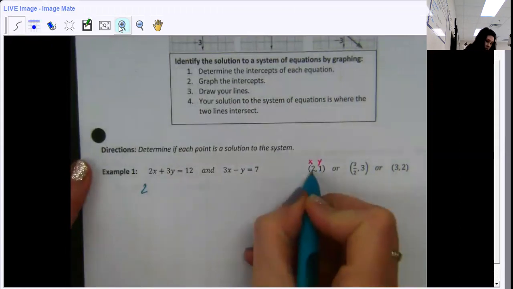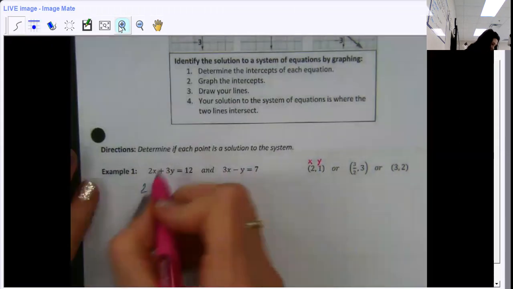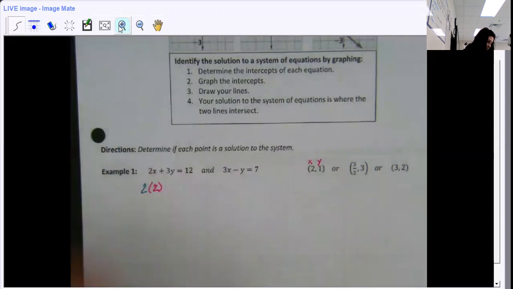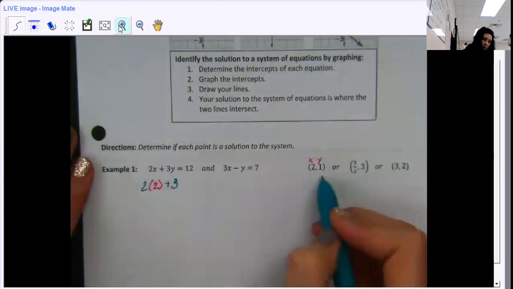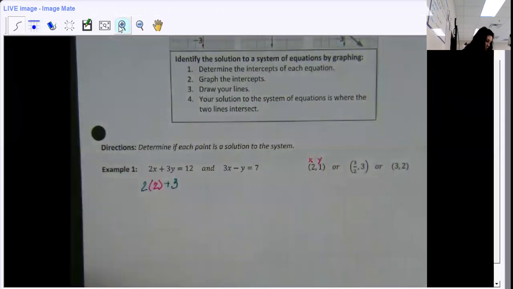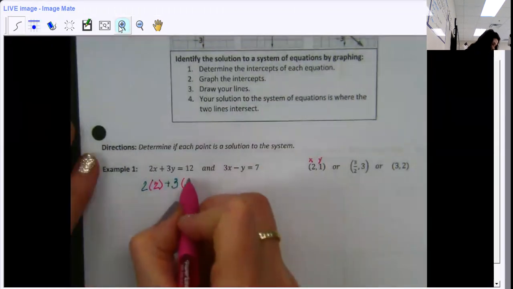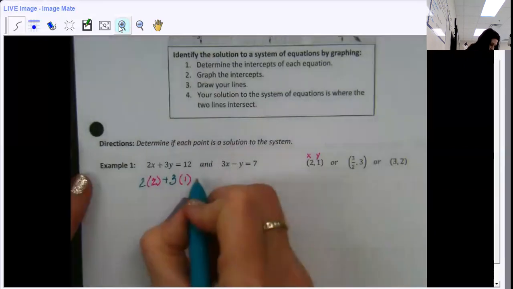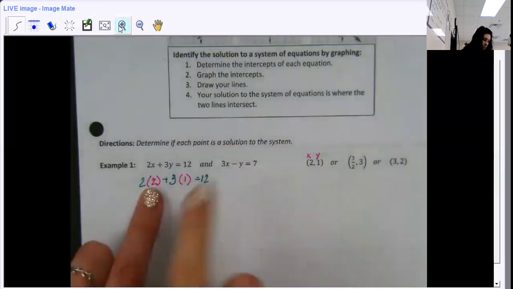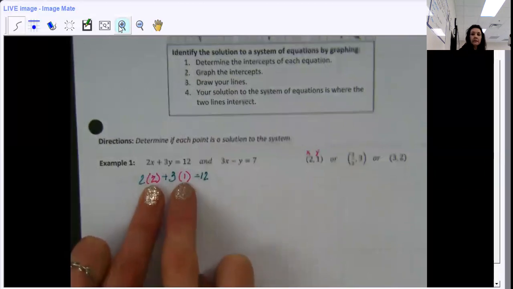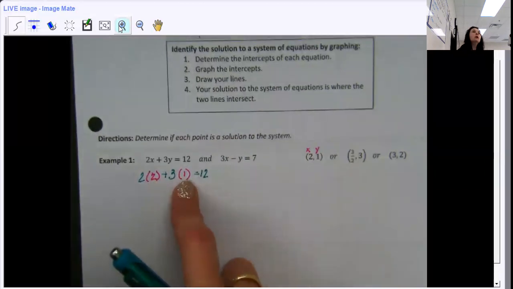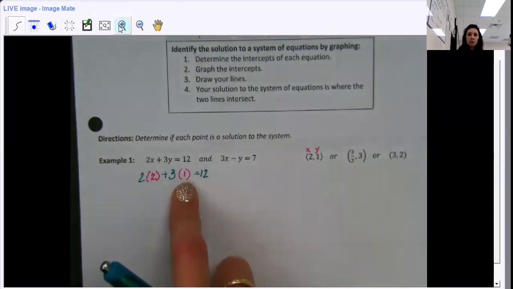2x, which is going to be 2. So 2 times 2 plus 3y, which is going to be 1. So 3 times 1 equals 12. So I plugged in my ordered pair. This is my x in the ordered pair. This is my y. Now, when I say solve, that means I'm going to combine all my terms on the left and see if it equals the right.